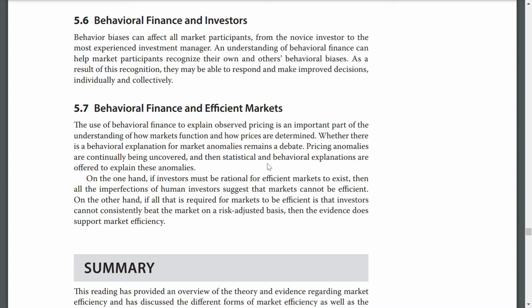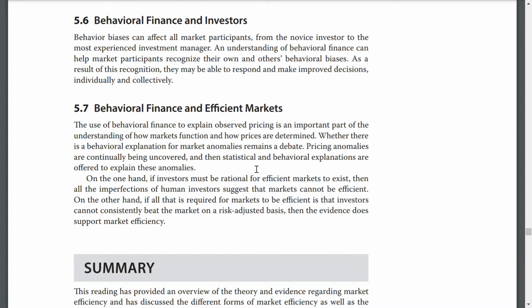On the one hand, investors must be rational for efficient markets to exist, and all the imperfections of human investors suggest that markets cannot be efficient. On the other hand, if all that is required for markets to be efficient is that investors cannot consistently beat the markets on a risk-adjusted basis, then the evidence does support market efficiency.